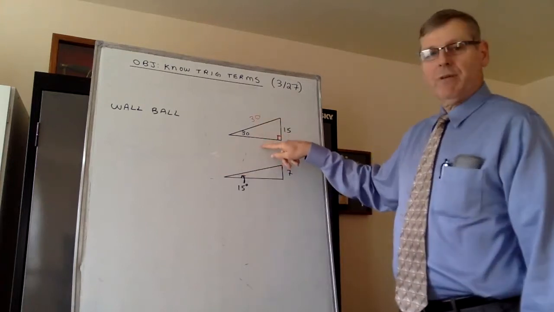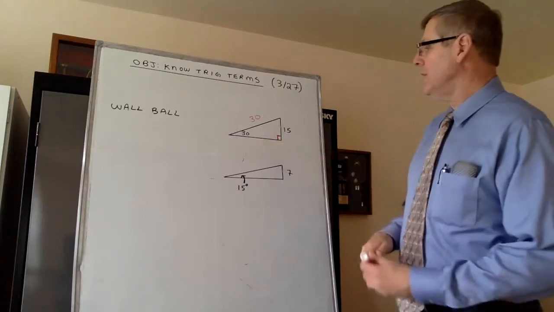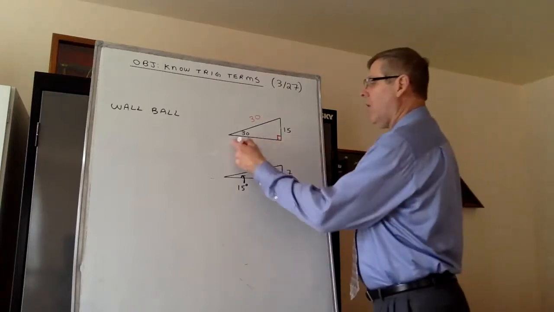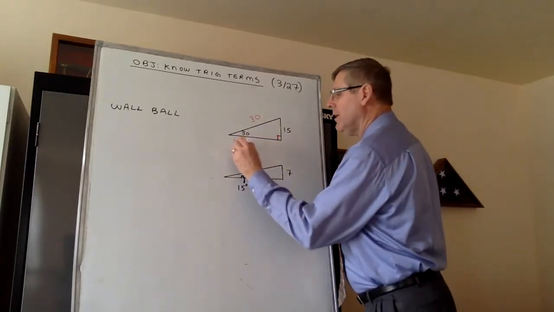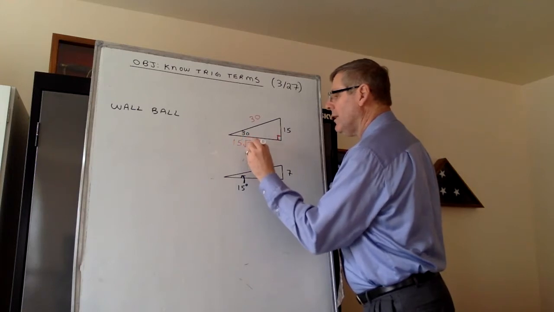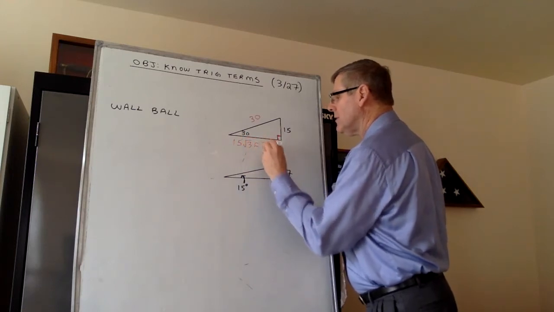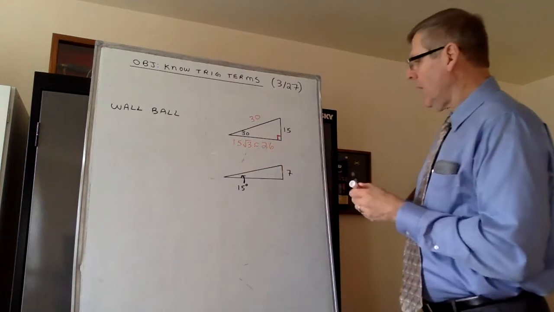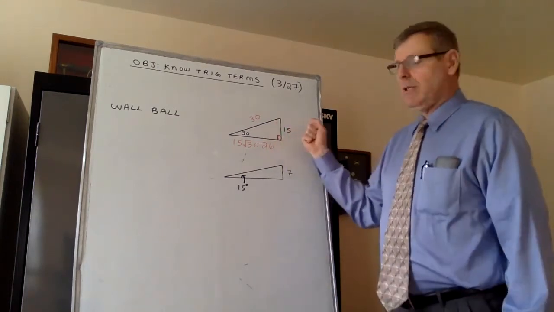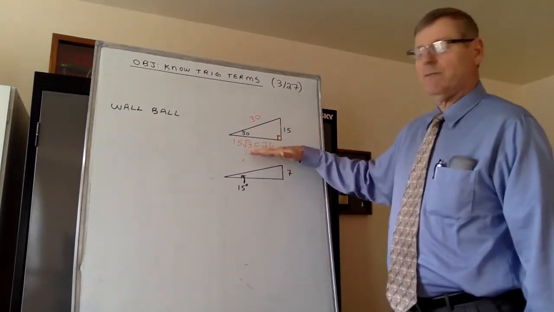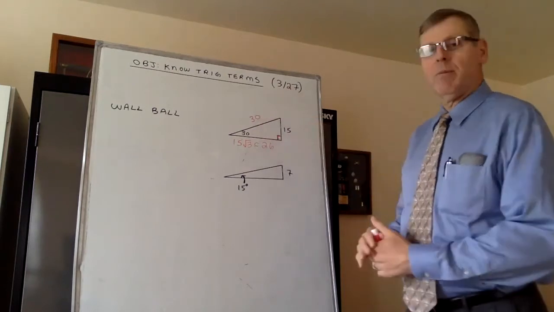I could also figure out how far away from the wall he's standing, because I know the long leg is 15 times the square root of 3, which is about 26 feet. So I can use trigonometry to say I'm 26 feet from the wall, and I threw the ball 30 feet.